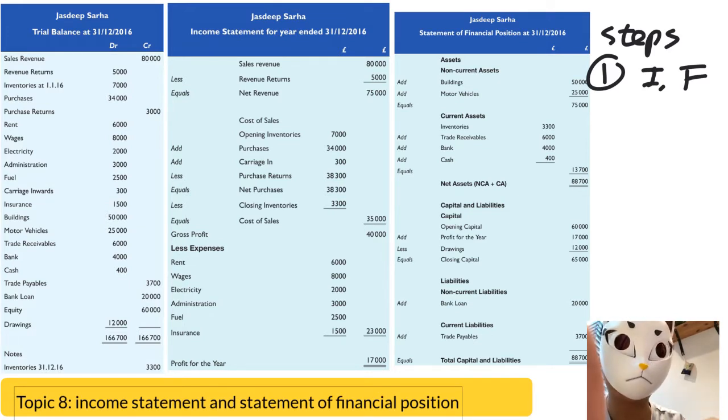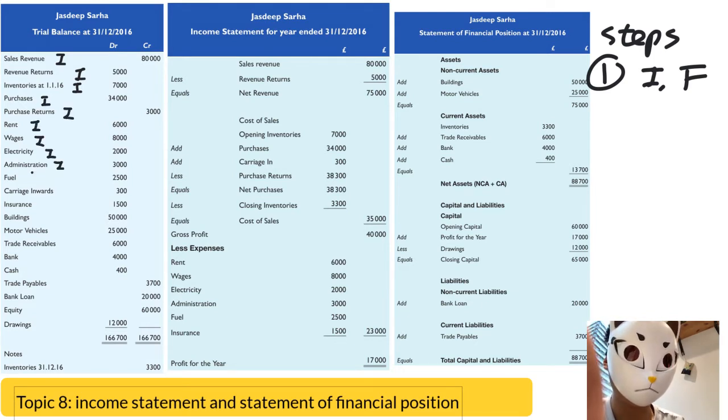So when you read the trial balance, you have to differentiate them. Say for example, let's do this. Sales revenue, income statement. Revenue returns, income statement. Open inventory, income statement. Purchases, income statement. So you have to mark it down, whether the items belong or are classified in the income statement and/or the statement of financial position. For this one, statement of financial position. So you have to classify them. Otherwise, you might not do it.